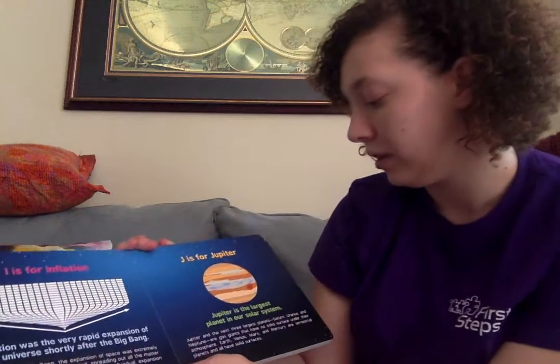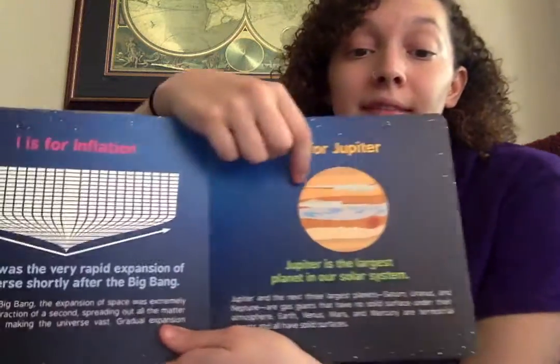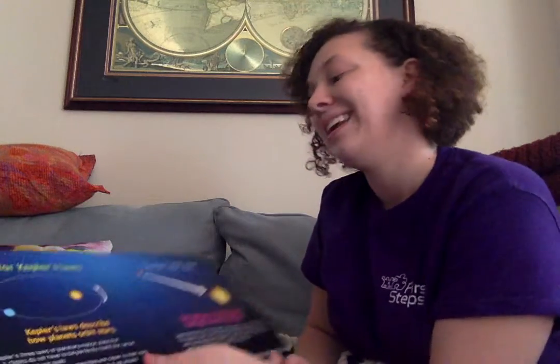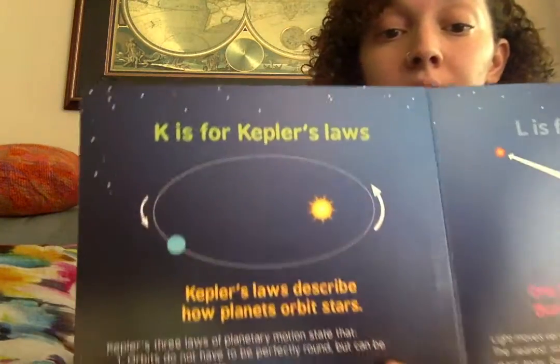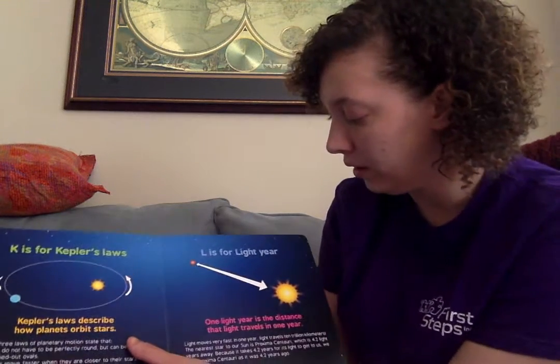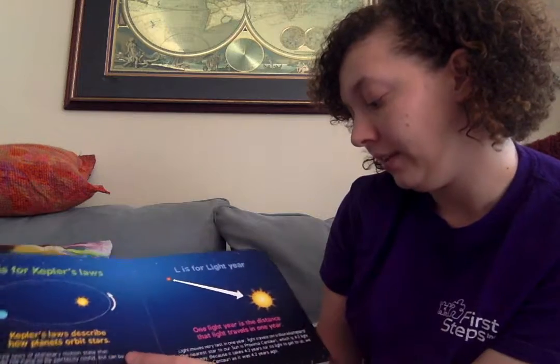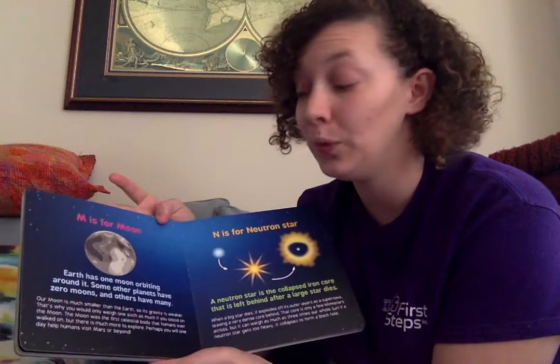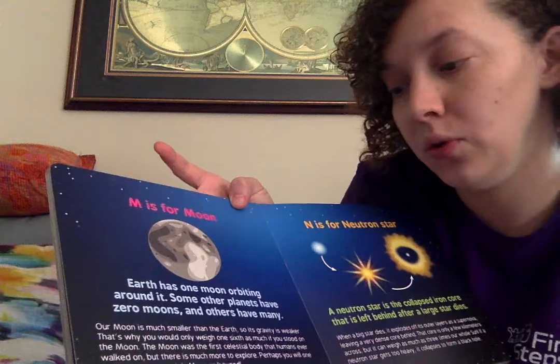J is for Jupiter. Jupiter is the largest planet in our solar system. Jupiter has lots of colors of orange and yellow and browns. K is for Kepler's law. Kepler's law describes how planets orbit the stars. L is for light year. One light year is the distance that light travels in one year.